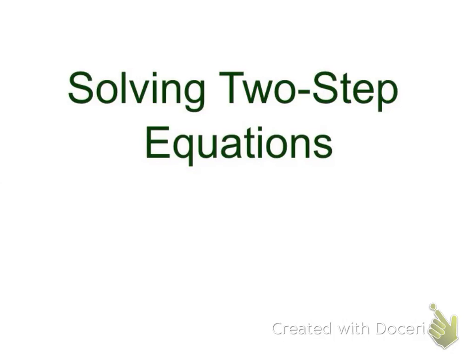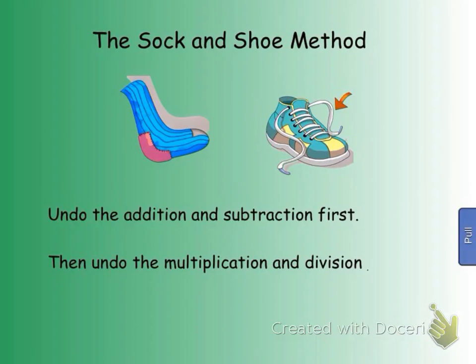Solving two-step equations. So when we solve two-step equations, we're going to think of a shoe and a sock. In order to get to your toes, which in this case we're going to call the variable, you have to take off the shoe first before you can get to the sock. And then in order to get to the toes, you have to take the sock off. So it wouldn't work for you to take the sock off first while the shoe is on.